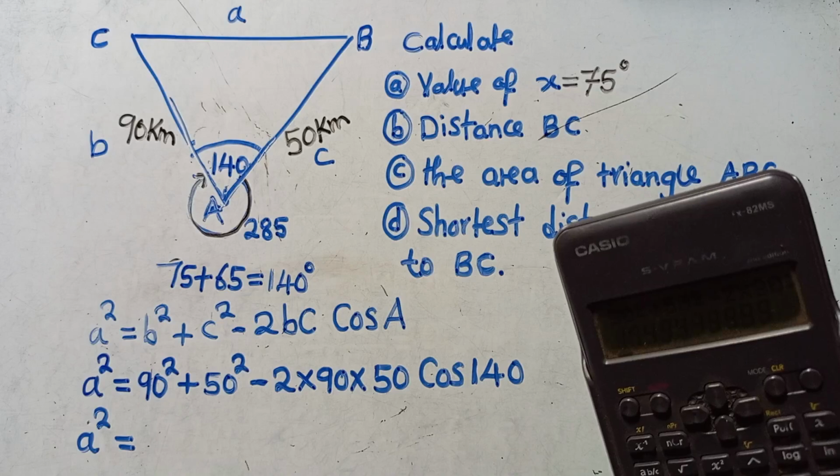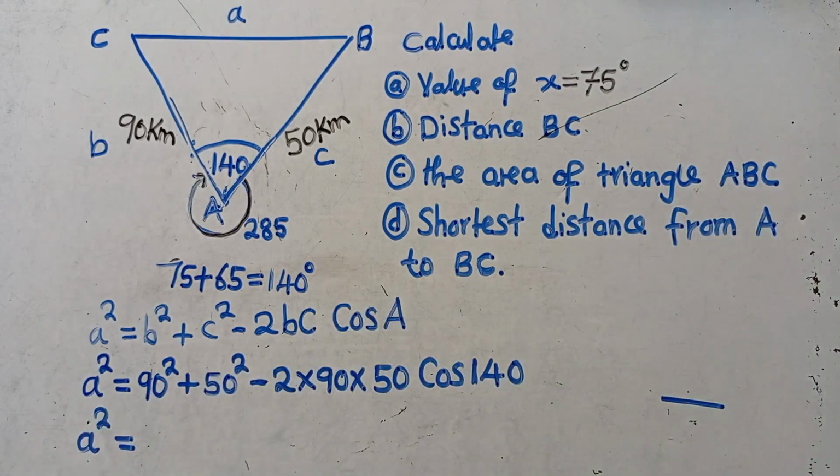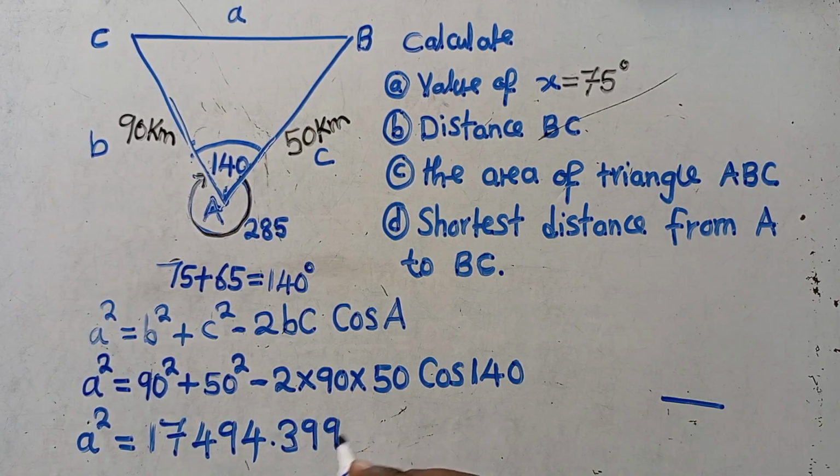What answer are we getting? So what is the answer there? The answer that I'm getting, let me write it here. I'm getting 17,494.399999. This is the answer that I'm getting.